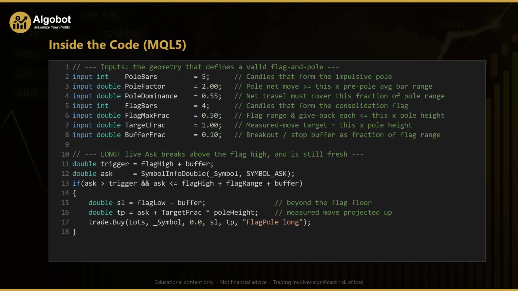That first part is the breakout. The second part is the freshness check, refusing to chase a move that is already extended too far. When both are true, the stop loss is set just below the flag low. The take profit is the entry plus the target fraction of the pole height, and the trade buy command is sent. The short side is the exact mirror of this.